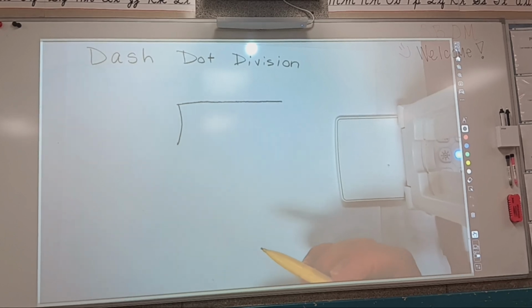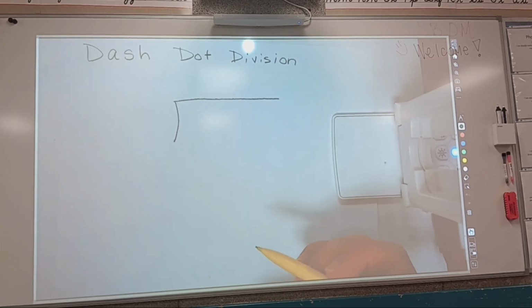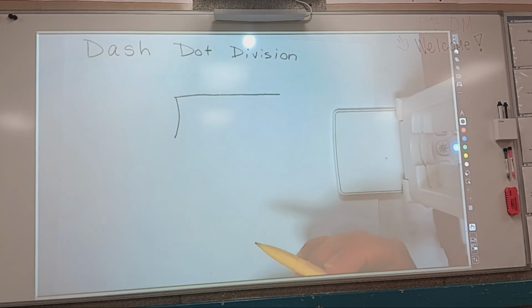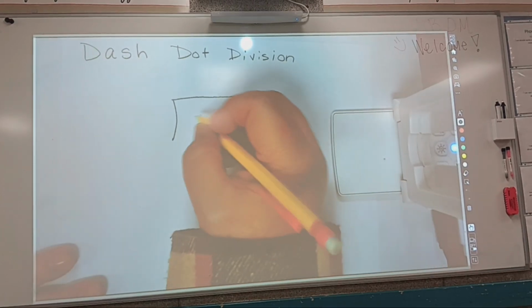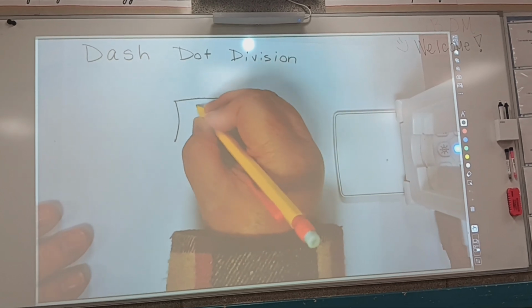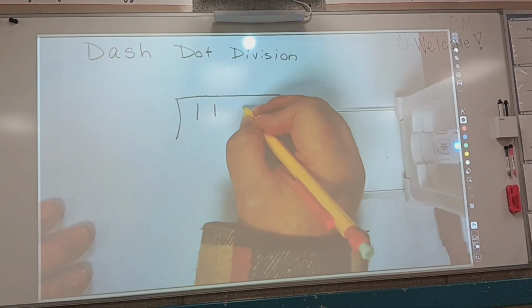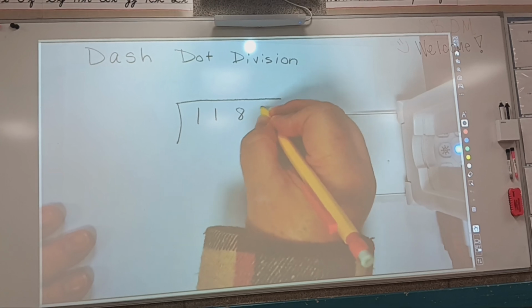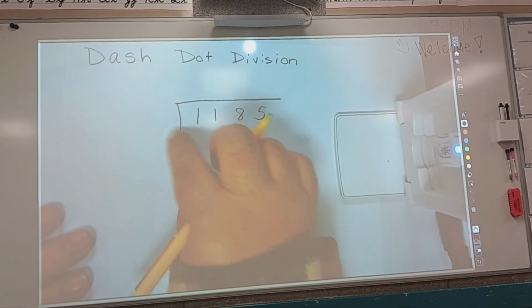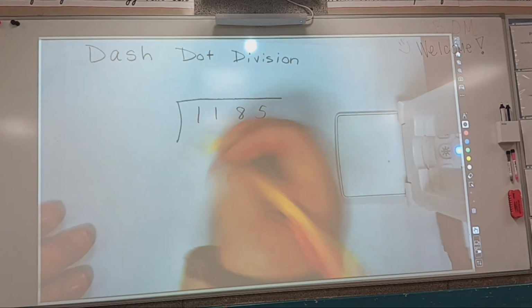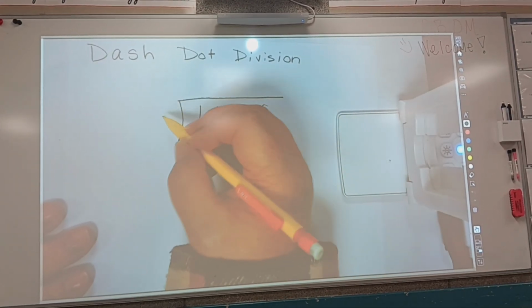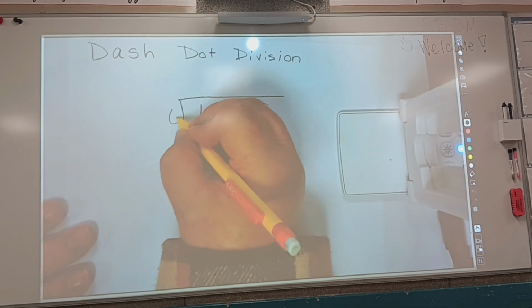This is similar to the standard algorithm that you were taught. This is just a different way to look at it. It really does help the kids with their division. So the first thing we need is a dividend, and let's do 1,185. And we need to space out our numbers so that we can put other numbers in there when we need to. You'll see what I mean in just a second. We need our divisor. Let's do the number 6.